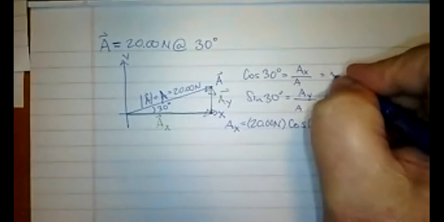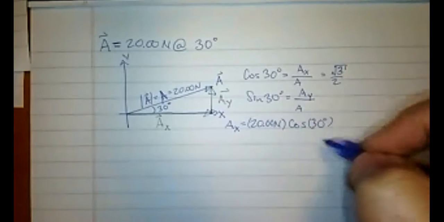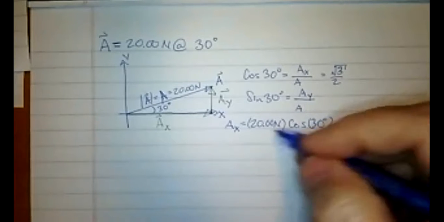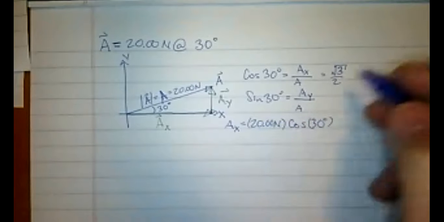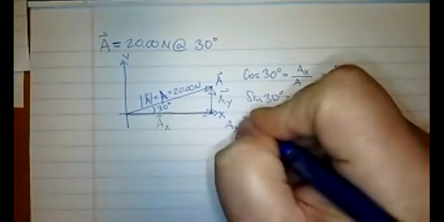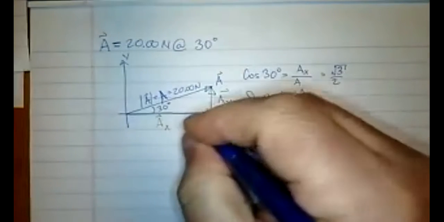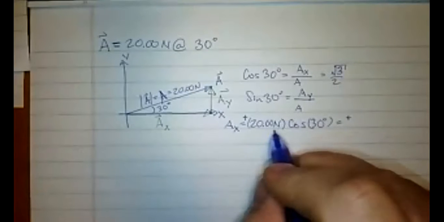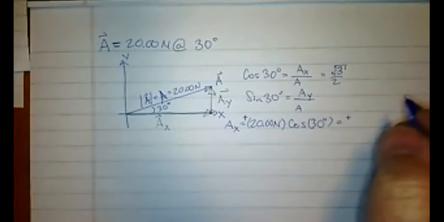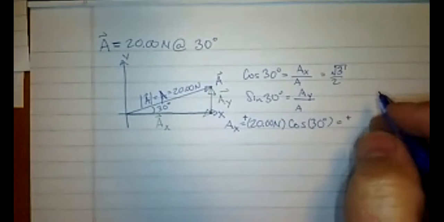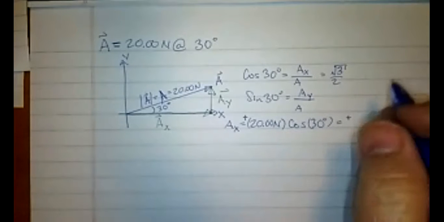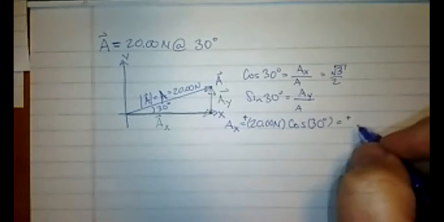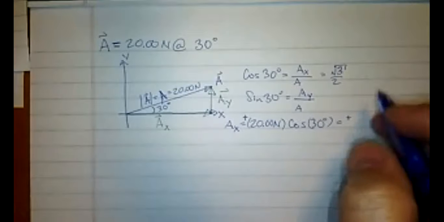So I could actually write this as √3/2. Of course, the 2 would cancel out with the 20 and just leave us 10 times the square root of 3. I'll force that to be positive because I know the x component is positive, so I'll stick a positive here. This is a part you don't have to do. You can just multiply it out with your calculator, and that's fine. But if you want to get fast at it, this is the best way to do it.